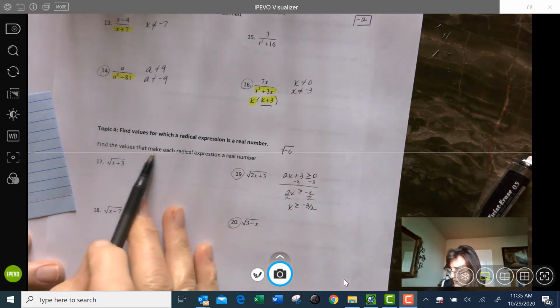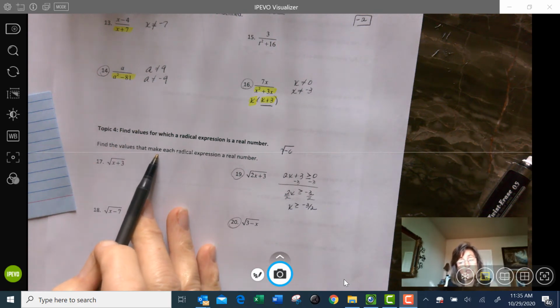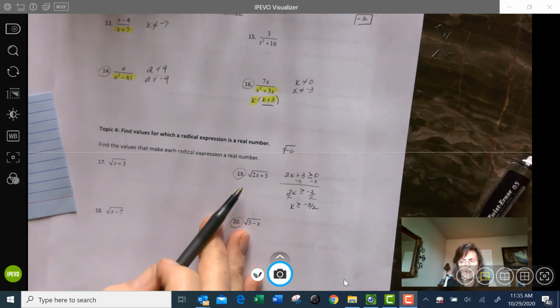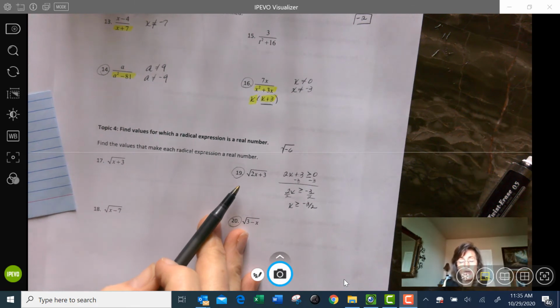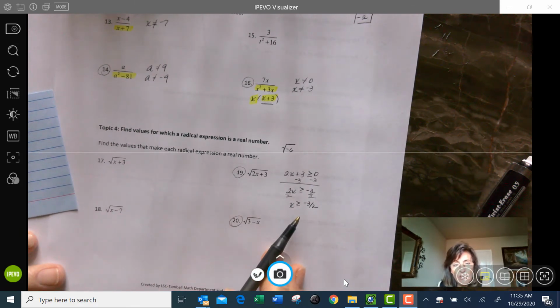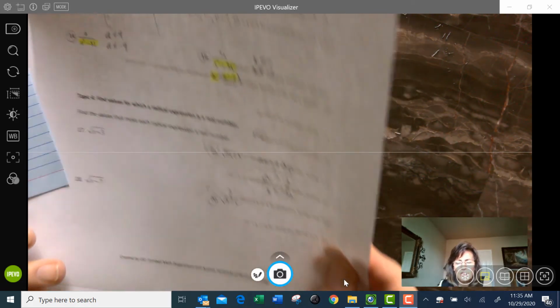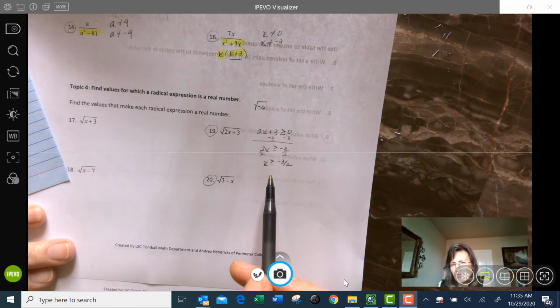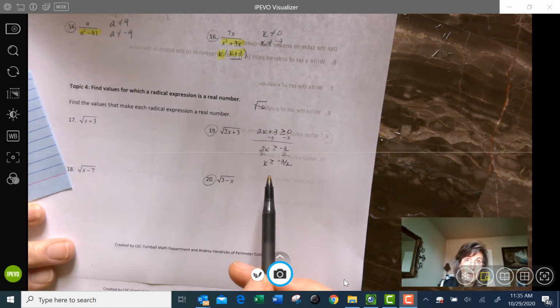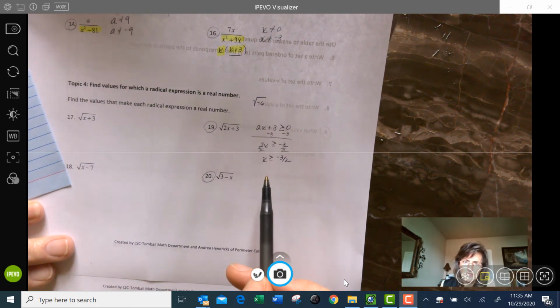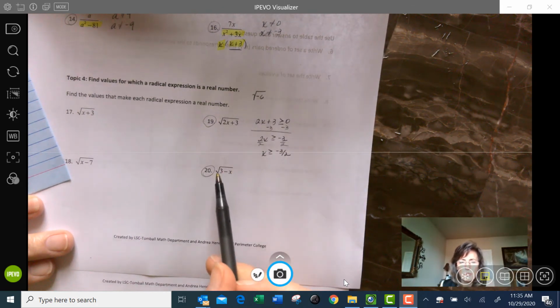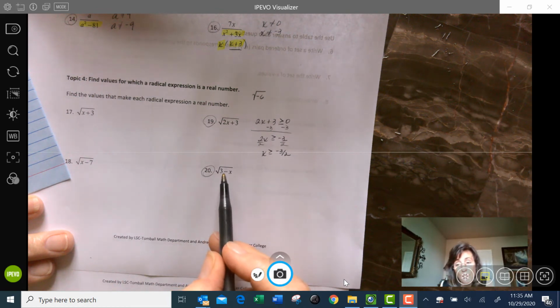So what values are okay? What values can I use in here and not have the square root of a negative number? They're values that are greater than or equal to negative 3/2. Now, often we would write this in either interval or set notation, and we'll discuss that a little bit later in the semester. Well, actually, pretty soon, but not in this lesson. Let's work number 20.